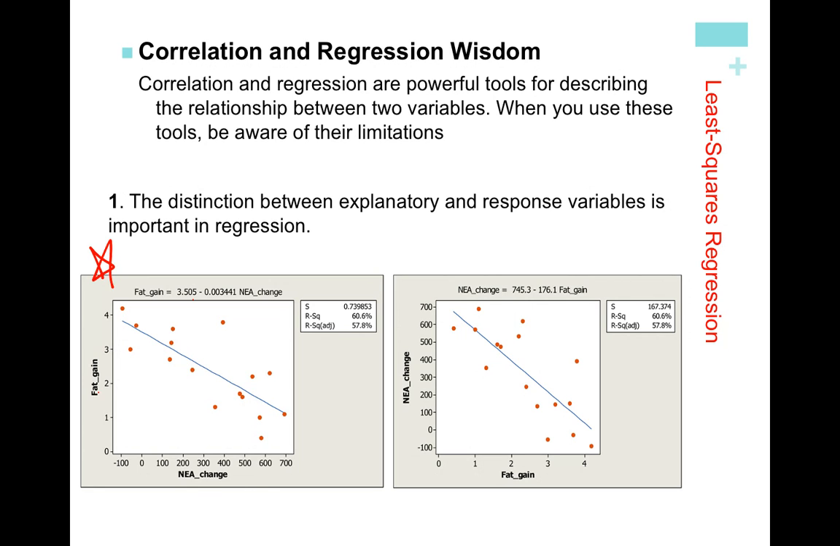So if we look here between the two equations, your y-intercept of 3.505 is very different from your y-intercept of 745. Same thing with slopes, very different slopes between the two. Your values for S also differ. However, your values for R and R squared do not change. So R and R squared remain the same. Your A, your B, and your S for standard deviation of the residuals are different.